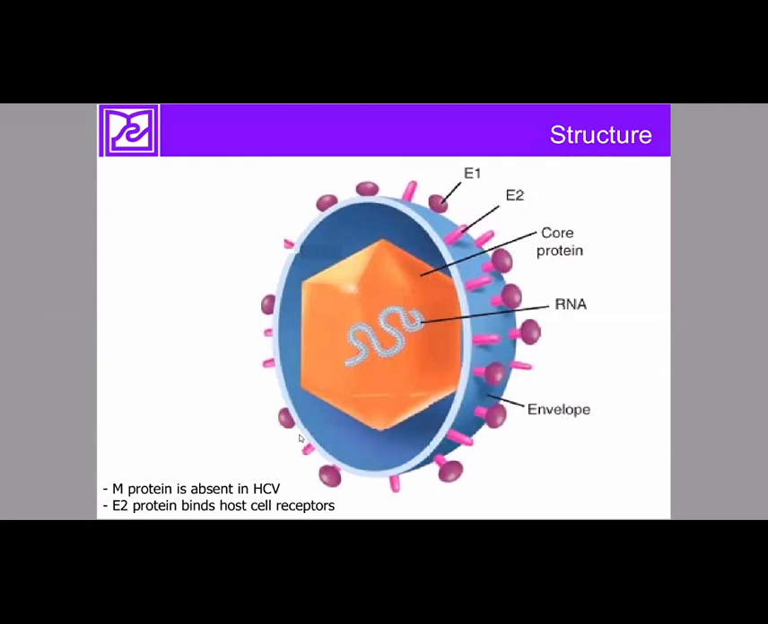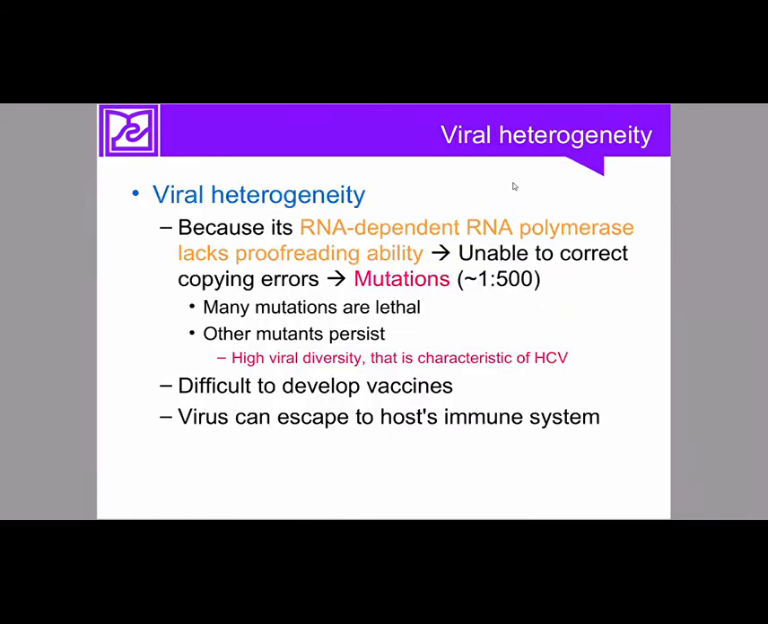This is the structure of hepatitis C virus, the same as I told you before. This protein at the envelope, the protein E2, is the protein that the virus uses for binding host cell receptors. You don't need to remember the name of the protein. And this is something very important that I told you in the last class, but I want to explain to you today in more detail. Hepatitis C virus is an RNA virus.